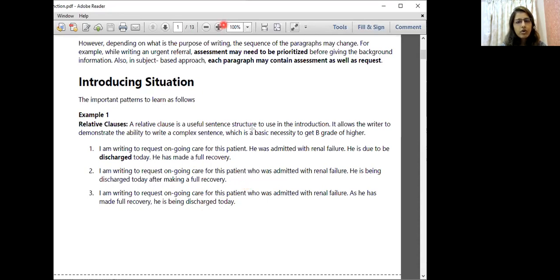What is a relative clause? It is a sentence that you write with who, whose, where, when, which, why.